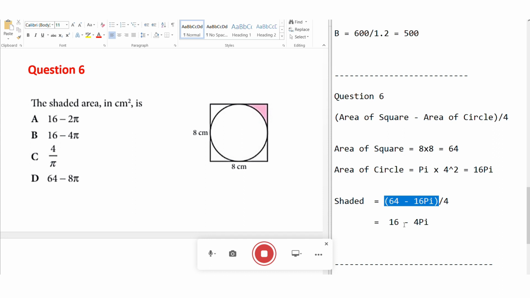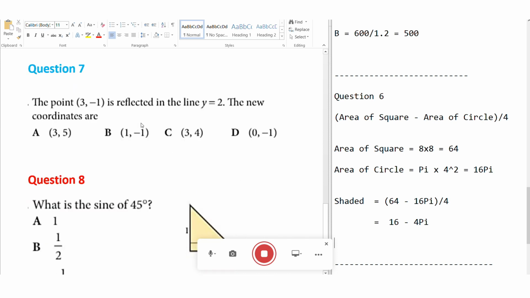64 divided by 4 is 16. 16 pi divided by 4 is 4 pi. So the area of the shaded region is 16 minus 4 pi. The answer for this one is B again. B is quite a popular answer today.